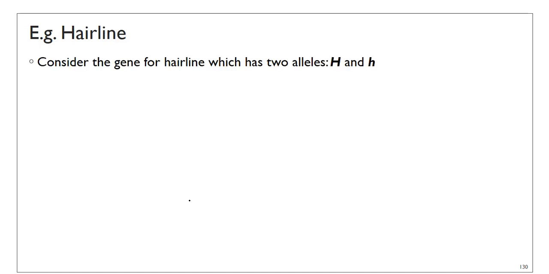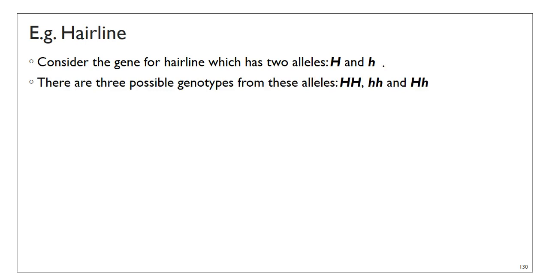I'm going to give you another example of the differences between genotype and phenotype, and that is hairline. So there are 2 alleles for the gene for hairline, and we're going to use the capital letter H and the lowercase h to represent them. If you only have 2 alleles for this gene, then there are 3 possible genotypes that can be formed from these 2 alleles. So you have both of them being capital H, both of them being lowercase h, or one is capital H and the other is lowercase h.